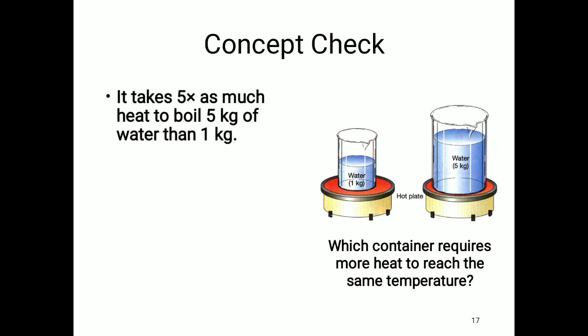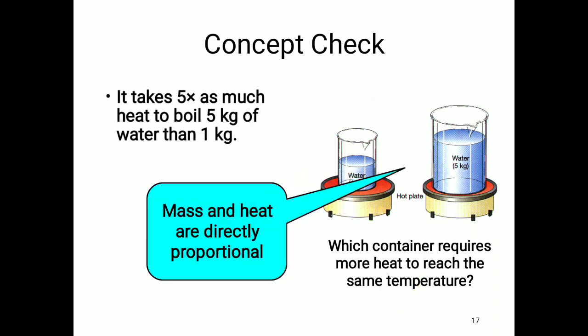So you have two containers, one has water of mass 1 kg, another contains water of mass 5 kg. Which container will take more heat to reach the same temperature? Automatically it is clear that the container which has 5 kg, which has more molecules, will take 5 times more heat to reach the same temperature.